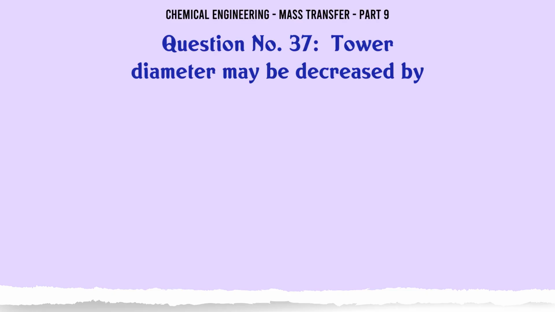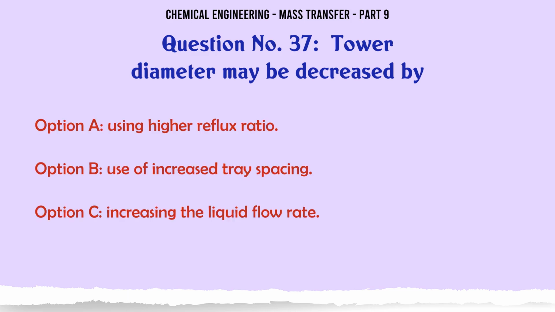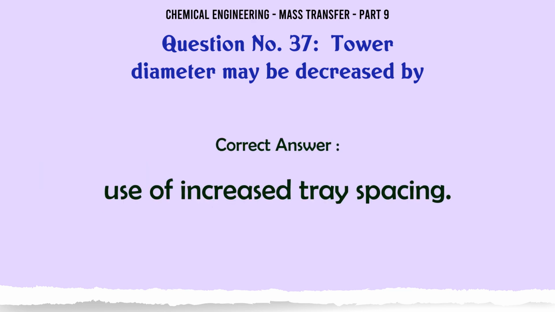Tower diameter may be decreased by A. using higher reflux ratio, B. use of increased tray spacing, C. increasing the liquid flow rate, D. increasing the vapor flow rate. The correct answer is use of increased tray spacing.